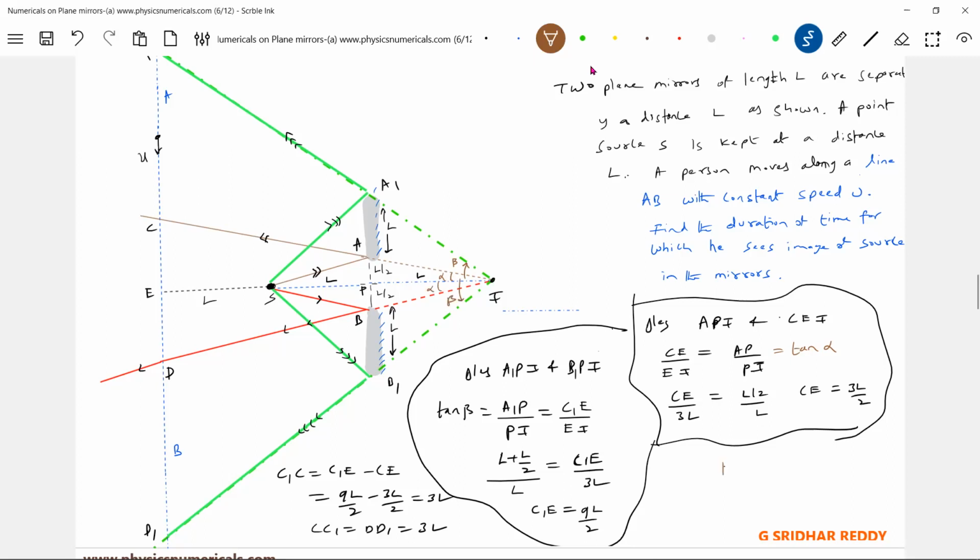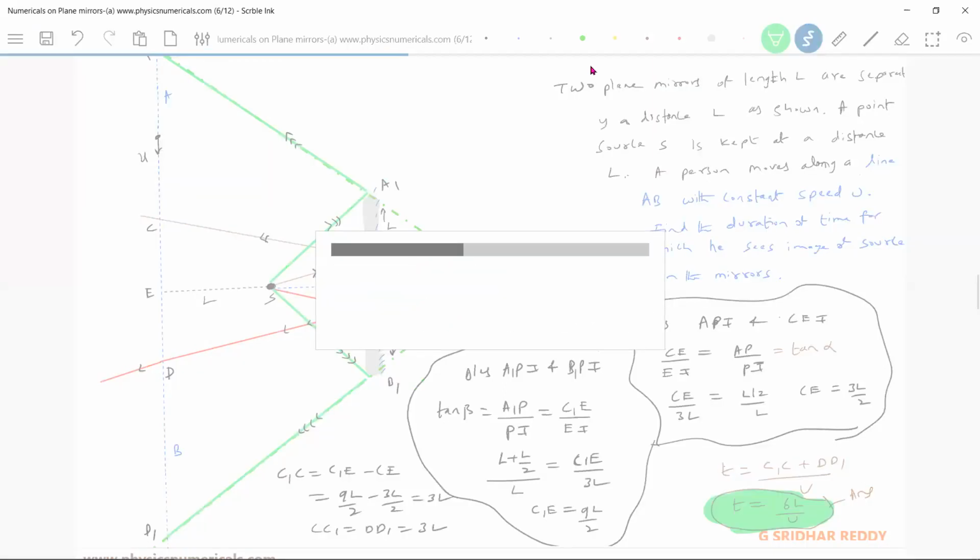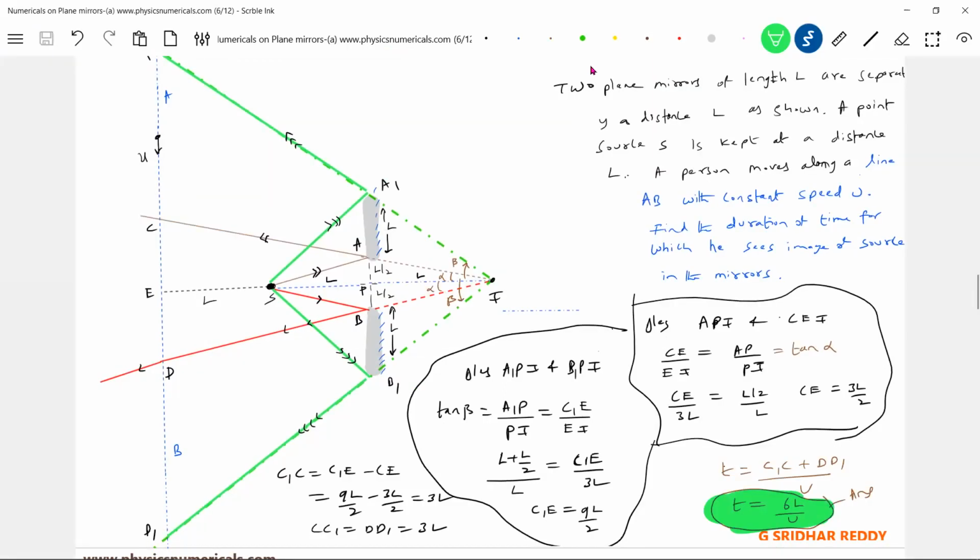So therefore, what is the total time? That should be equal to C1C plus DD1 by u. So this will become 6L by u. For this interval of time, the person is able to see the image. More about the geometry, nothing big. We can manage the drawing, ray diagram, all. On paper, you can draw very easily. On my computer screen, those lines have to be adjusted a little bit. It's taking time. On paper, you can work it out very easily.